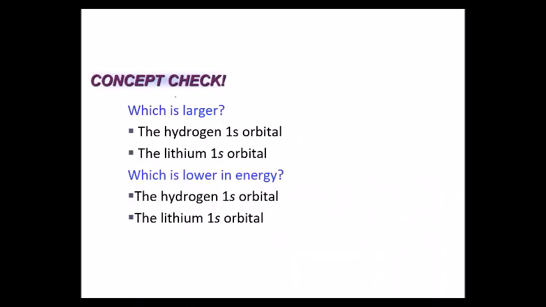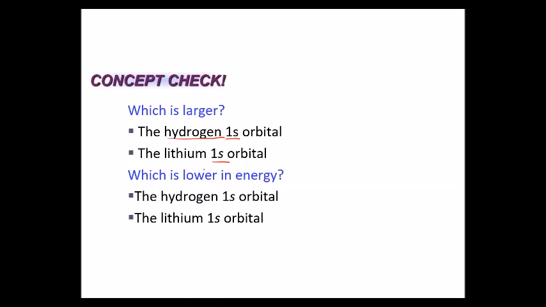This is an interesting one. Let's think about it. Which is larger, the 1s orbital for hydrogen or the 1s orbital for lithium? Yes, hydrogen would be larger. Why would hydrogen be larger? Any idea why? It doesn't ask for an explanation, but we could easily explain it. Yes, it has fewer protons, less attractive force, and lithium has a higher effective nuclear charge. So that doesn't attract them in as close.